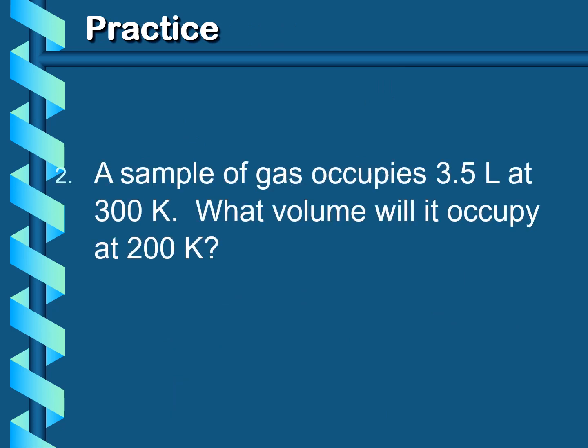We have here a practice problem which says a sample of a gas occupies 3.5 liters at 300 Kelvin. What is the volume that it will occupy at 200 Kelvin? So the initial conditions are 3.5 liters, that's our V1, and 300 Kelvin is our T1. We are asked to compute for the volume if the temperature is decreased from 300 Kelvin to 200 Kelvin.